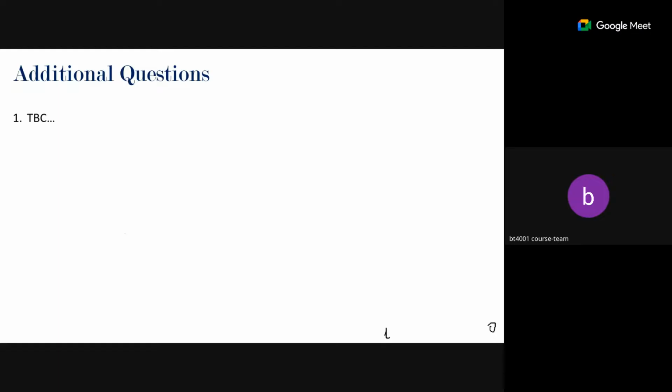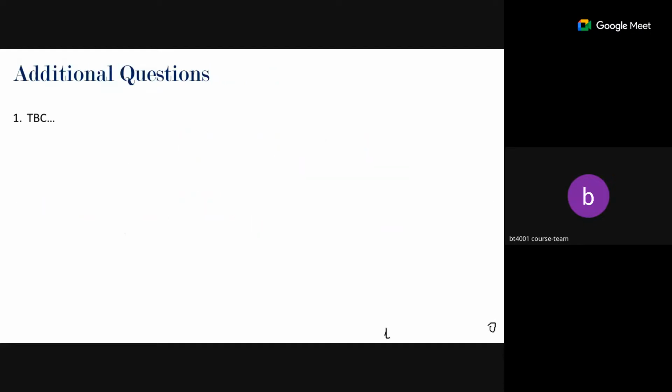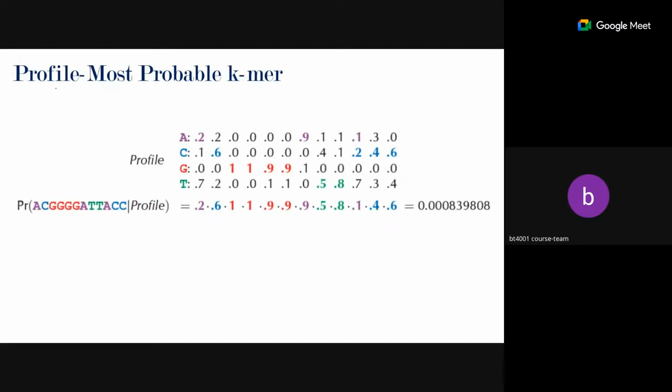There is one important thing that I missed from week 8. Let me just discuss that, and we'll come back to that. Okay? So there is something called profile most probable k-mer. I forgot this part. This is one of the most important topics in this chapter, because this is something that is used to compute in Gibbs sampling and the randomized motif search algorithm.